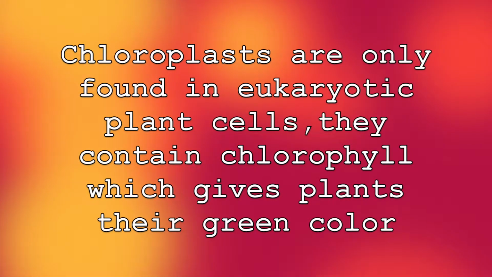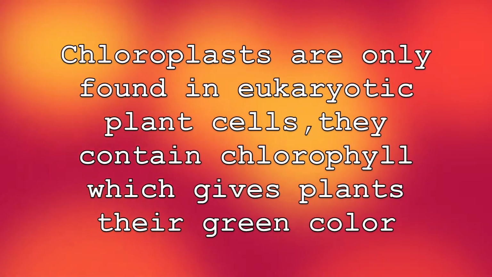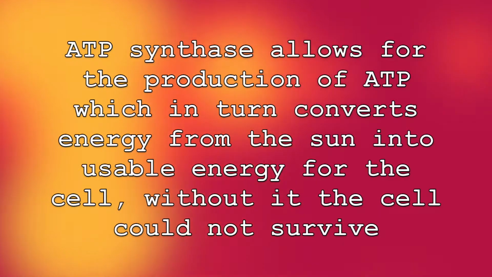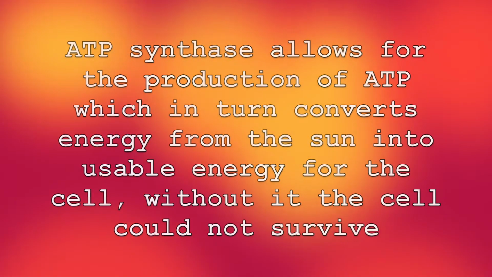Chloroplasts are only found in eukaryotic plant cells. They contain chlorophyll, which gives plants their green color. ATP synthase allows for the production of ATP, which in turn converts energy from the sun into usable energy for the cell. Without it, the cell cannot survive.